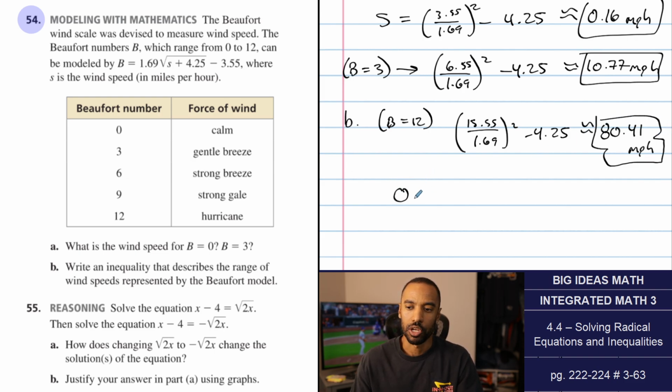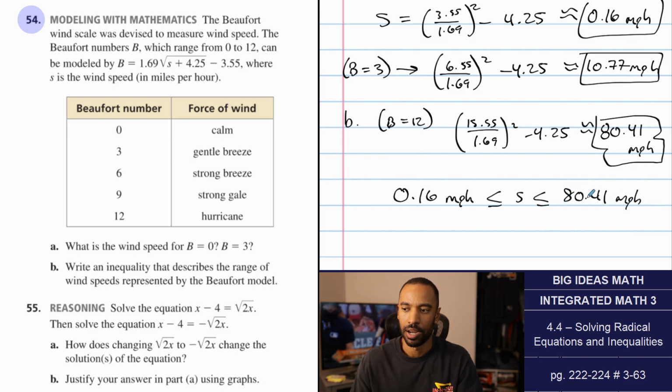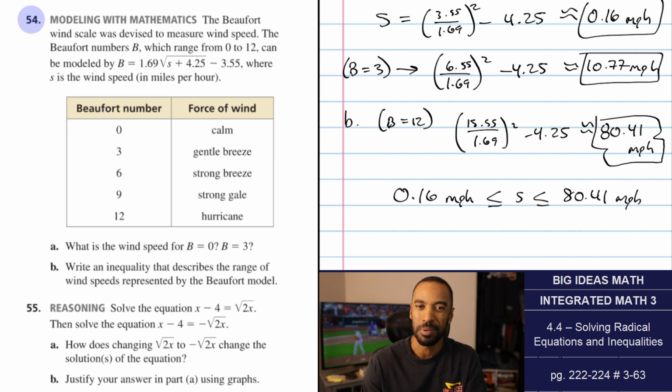So your range, unless the lowest number is allowed to be 0, maybe it is, but your range based off the Beaufort numbers that we have go from 0.16 miles per hour to, and these are rounded, I guess, 80.41 miles per hour. I don't know if this is saying this is what they can register. I don't know if they're saying that these are accurate, you know what I mean? Or if they're just saying that these are the only ones on the table that we're going to care about. That's the only part that I'm a little bit iffier on, because maybe it's 0.